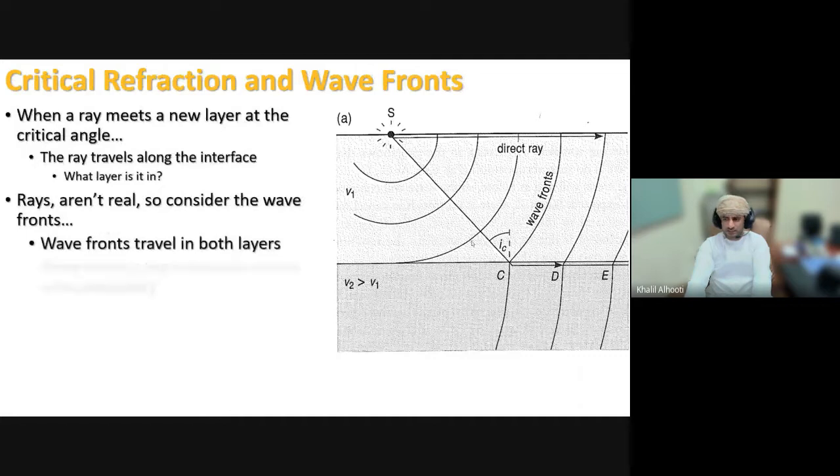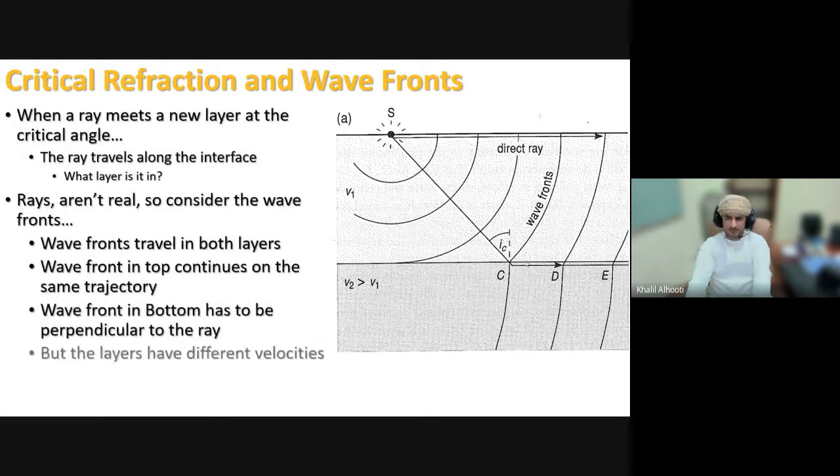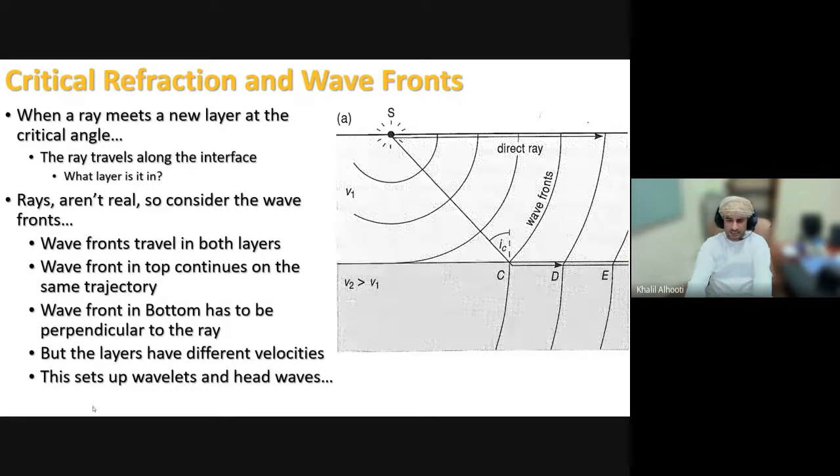How does the energy travel, in which layer is the energy traveling? Whenever the energy hits the interface, as I said, it will move parallel to the interface. Is it moving in layer one or layer two? Is the energy traveling in layer one or layer two? What do you think? At least from the figure itself. Yes, that's true. It's moving in layer two. It's parallel to the interface, but it's moving in layer two.